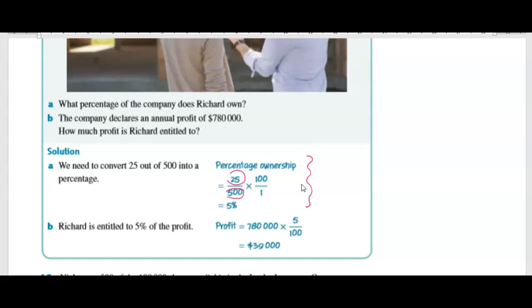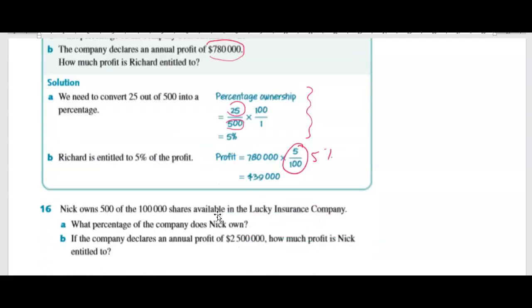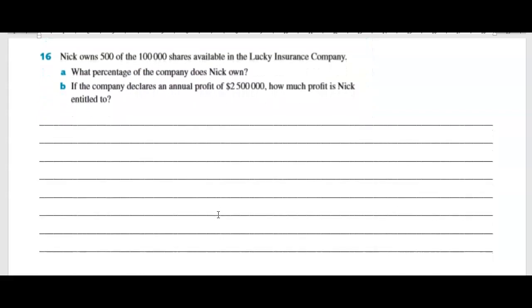Question B, the company declares an annual profit of $780,000. How much profit is Richard entitled to? So he's just entitled to 5% of that. So 780,000 times 5 over 100, so this is your 5%, equals $39,000.